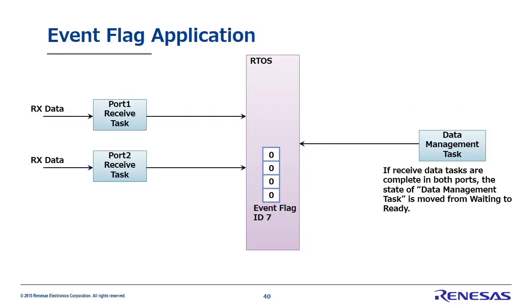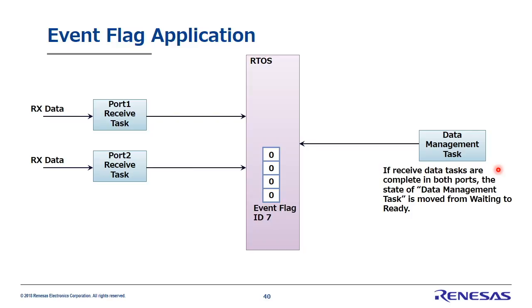This chart offers an example application for the event flag. Separate data are being received on 2 communication ports, and processing starts on both at the same time. The receive task for communication port 1 is here. This is the communication port 2's receive task here. And here is the task for managing the data.